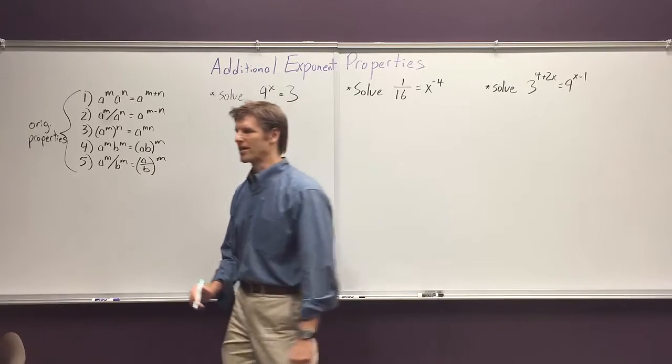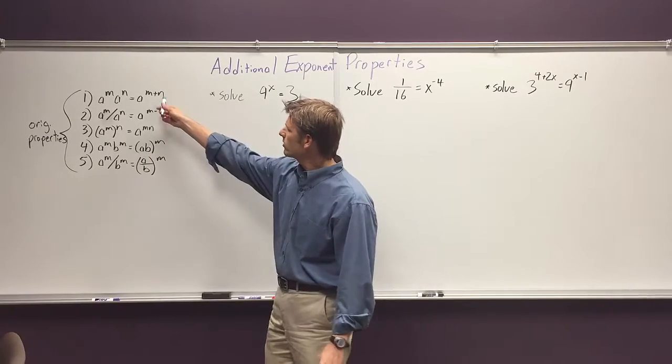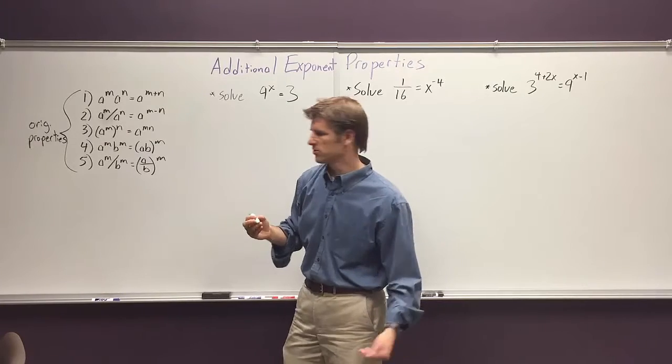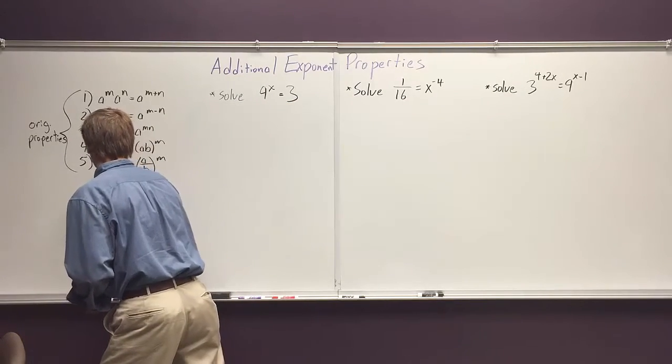Let's look at some additional exponent properties. Here are the original exponent properties. We're going to look at some consequences of this first property. First off, what must a to the 0 equal?